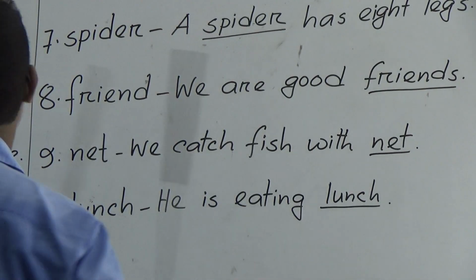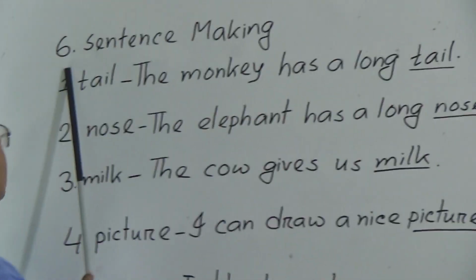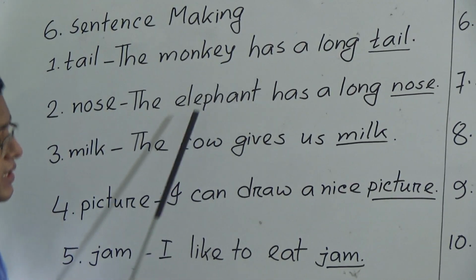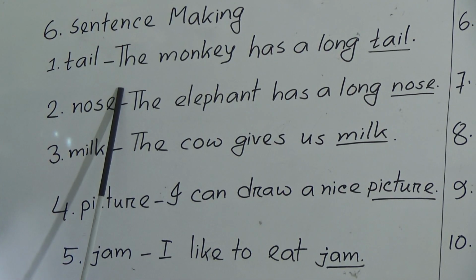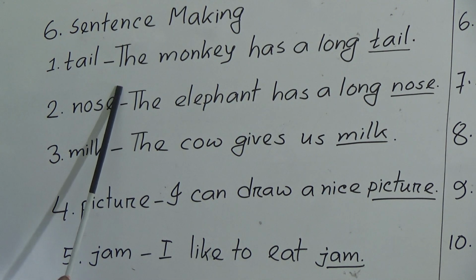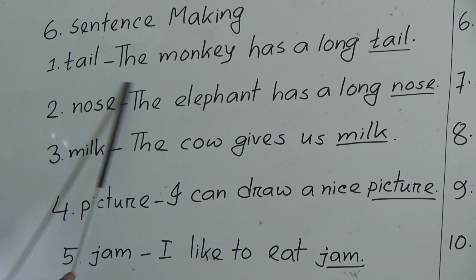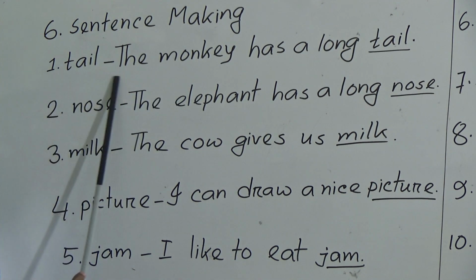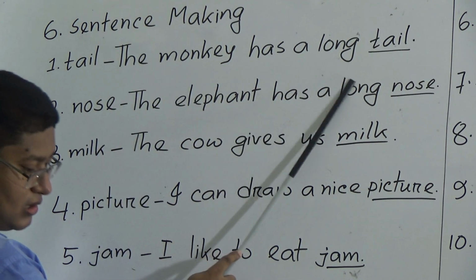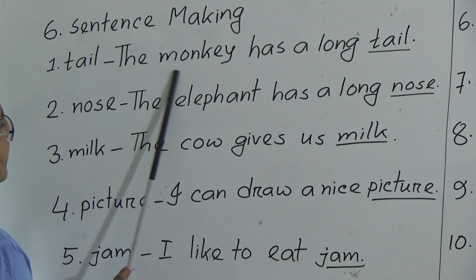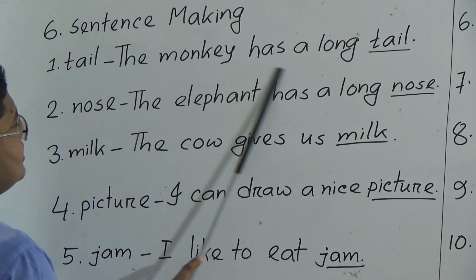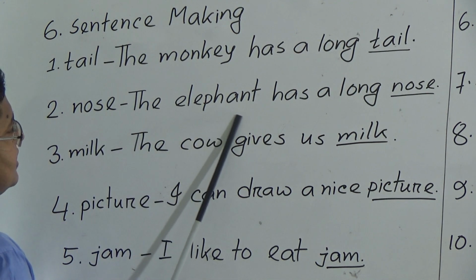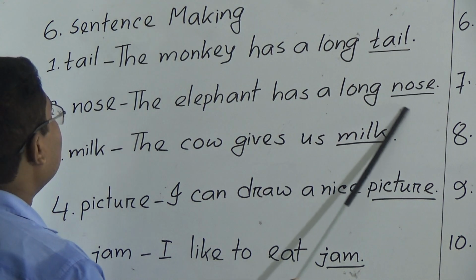Let's read again. Sentence making, question number 6. And I am telling you that you don't need to follow my sentences blindly. You can have your own sentences, but they must have subject verb agreement, and you must have a meaning in the sentences. Okay, number 1, tail. The monkey has a long tail. The spelling of monkey is M-O-N-K-E-Y. Nose. The elephant, E-L-E-P-H-A-N-T. The elephant has a long nose.